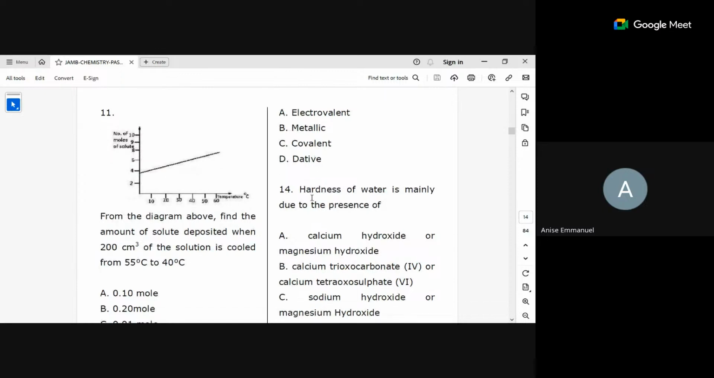Hardness of water. What do you understand by the word hardness first? When water does not readily form lather with soap is what we call hardness.